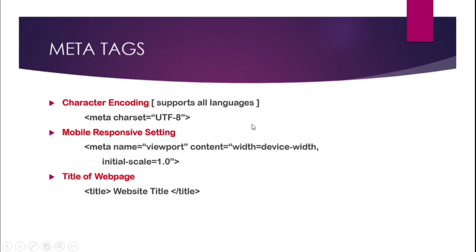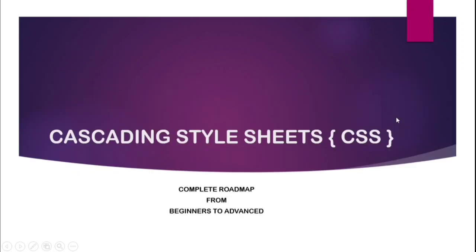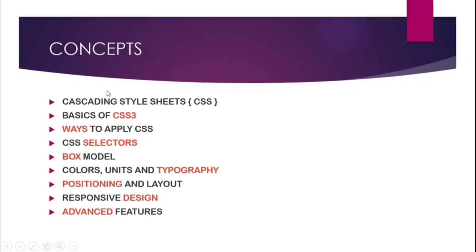And next we can go to the CSS, cascading style sheets. So here we go. This is the concept that we are going to learn. First one is the basics of CSS3. Then we have the ways to apply CSS, how we can apply CSS to our HTML5 index.html page. Then we have the CSS selectors, box model, colors, units and typography, positioning and layout, responsive design, and advanced features. What are the advanced features that we have in the CSS?